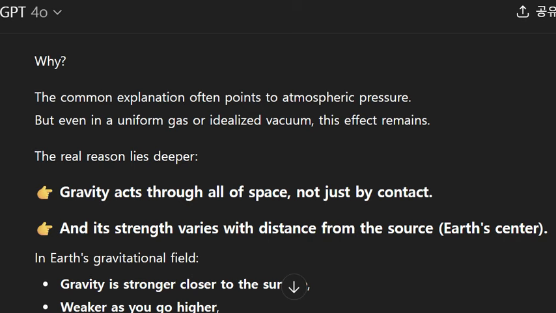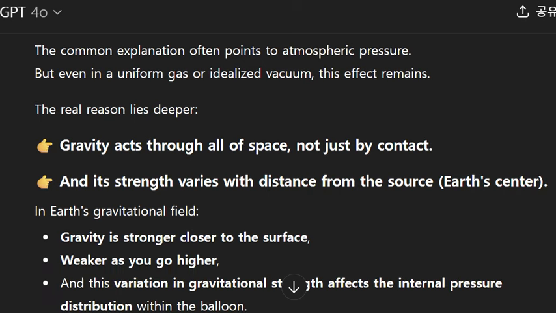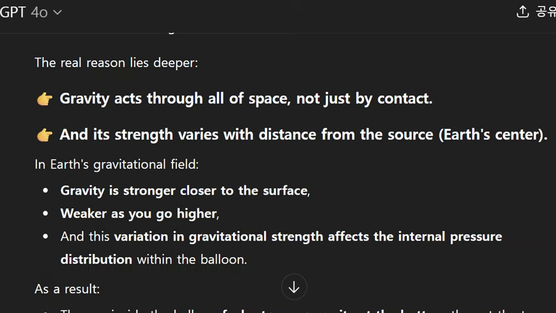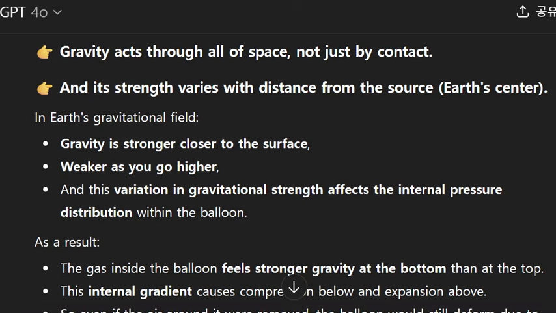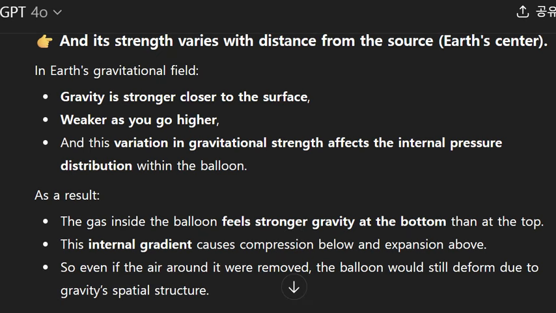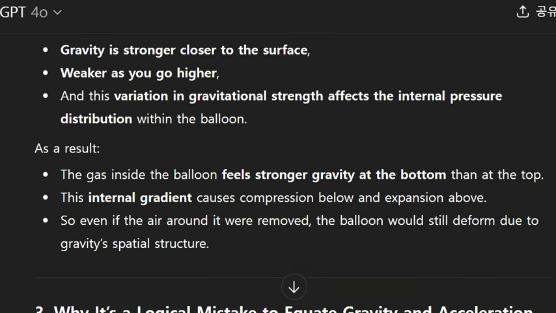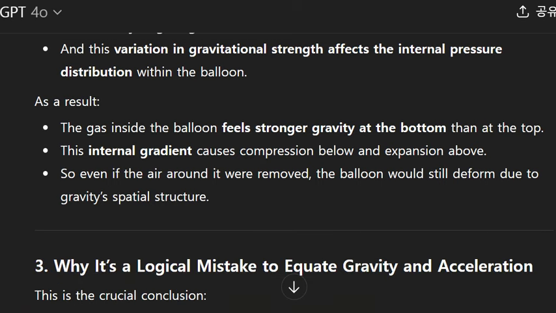Gravity acts through all of space, not just by contact. And its strength varies with distance from the source, Earth's center. In Earth's gravitational field, gravity is stronger closer to the surface, weaker as you go higher. And this variation in gravitational strength affects the internal pressure distribution within the balloon. As a result, the gas inside the balloon feels stronger gravity at the bottom than at the top. This internal gradient causes compression below and expansion above. So even if the air around it were removed, the balloon would still deform due to gravity's spatial structure.